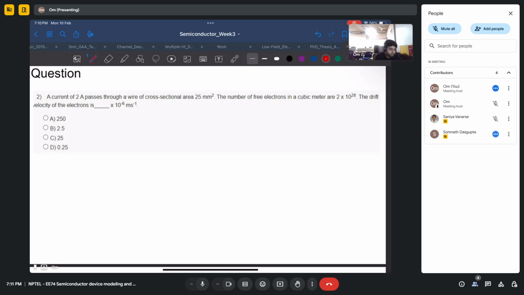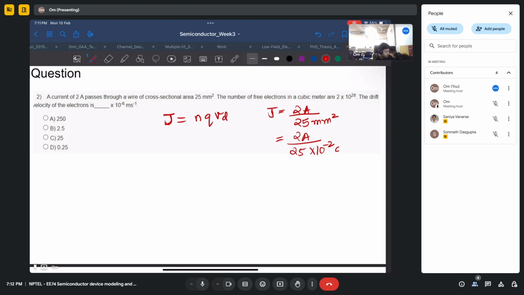Sir, we can apply the formula. The velocity equals current by N q A. So current equals N q VD, so this relation you can use. First we have to find J, which is current per unit area. J we can find here, it is 2 ampere per 25 millimeter square. If I convert it into centimeter square, 25 into 10 to the power minus 2 centimeter square. So this would be 8 ampere per centimeter square.